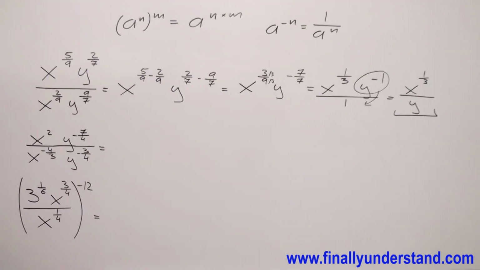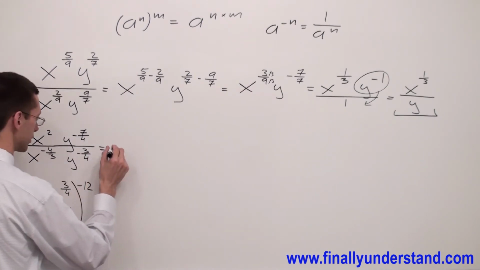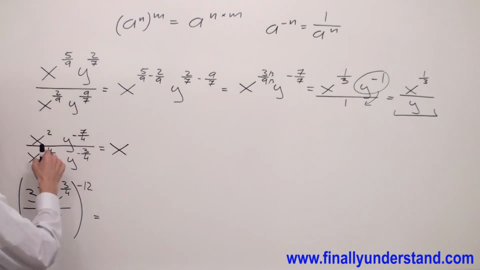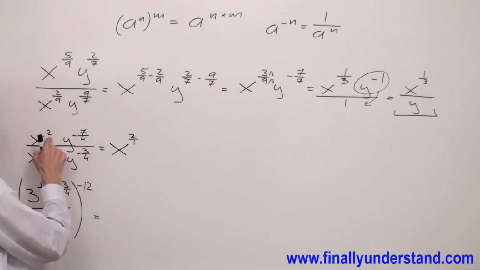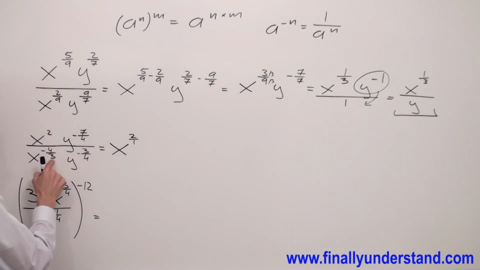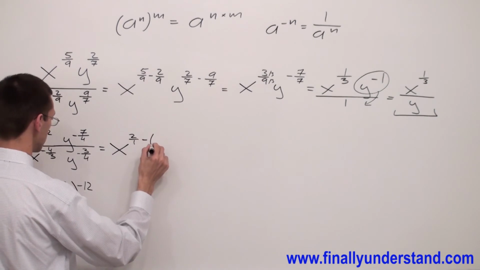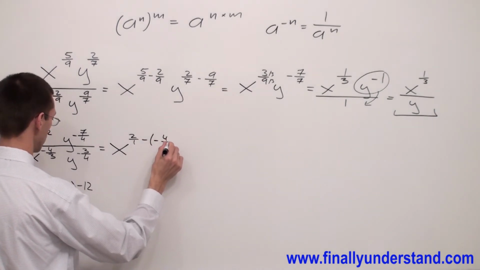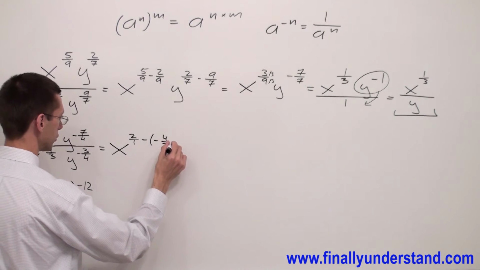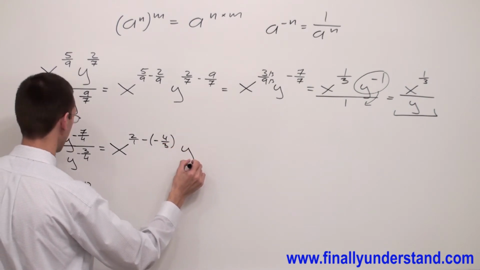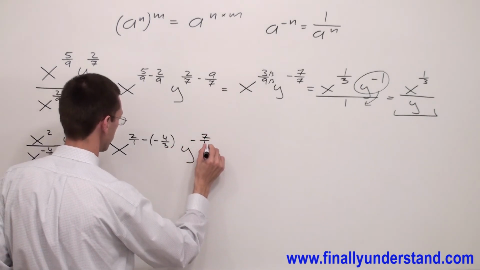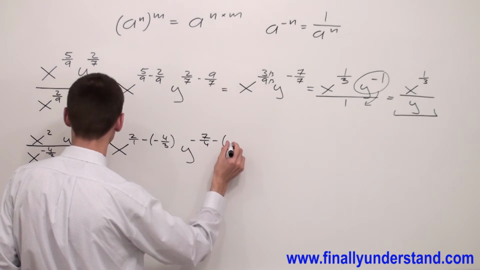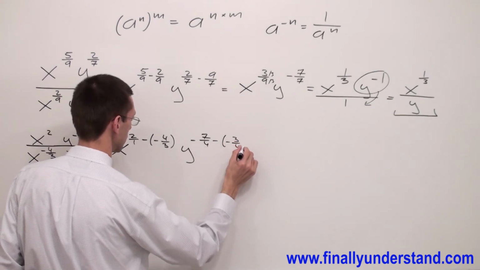Let's take a look at the second example. Anytime we have the same base and division, we have to keep the base and subtract the exponents. I have 2, I'm going to convert 2 to a fraction because I have a fraction in the denominator, minus negative 4 over 3. Y, minus 7 over 4 minus negative 3 over 4.